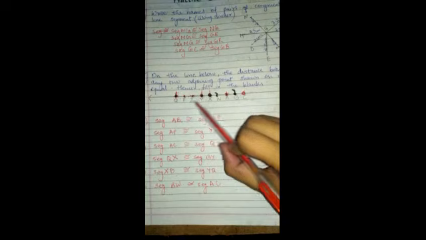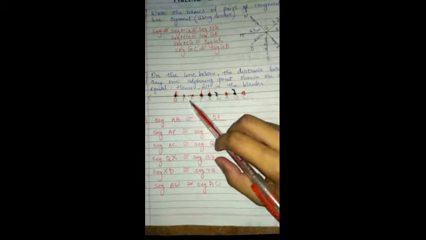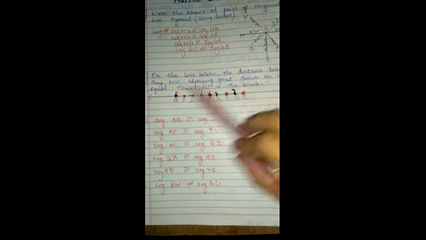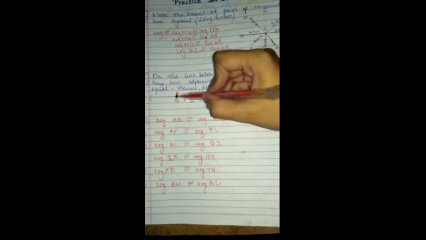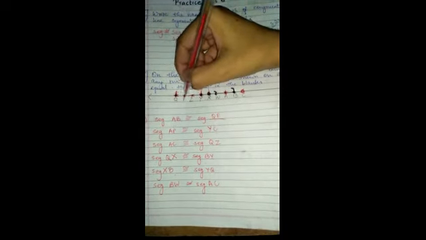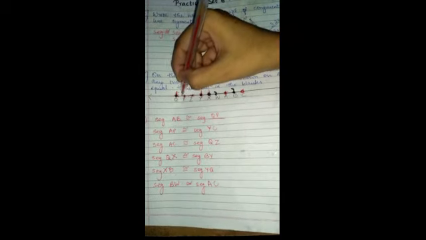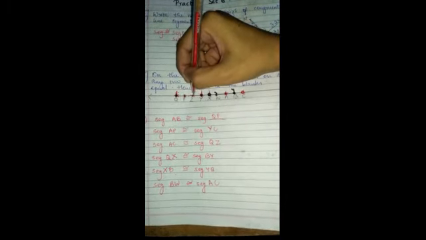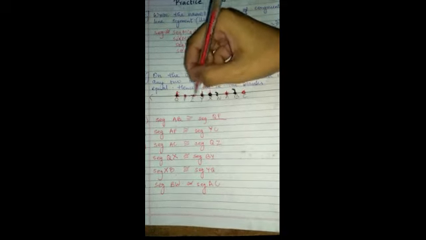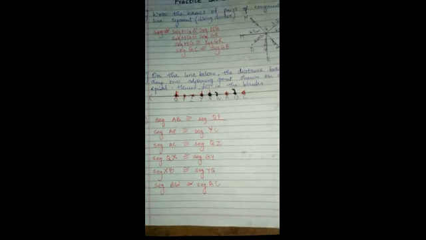Remember why we are doing it in this manner: because they have told us that the distance between any two adjoining points, if we join these, the distance is equal. These two points, the distance is equal. These two points, the distance is equal. Okay. So this was your second question.